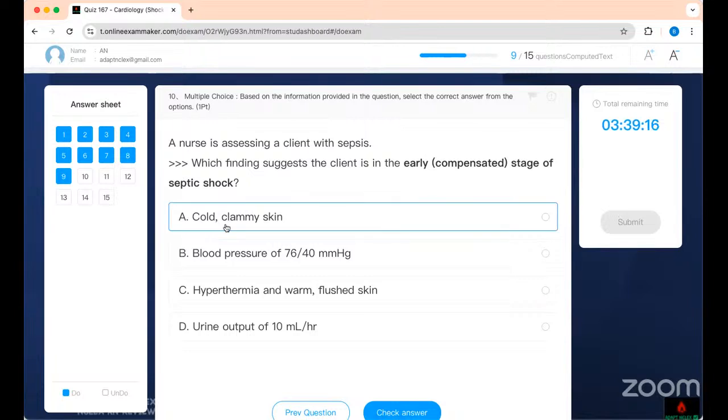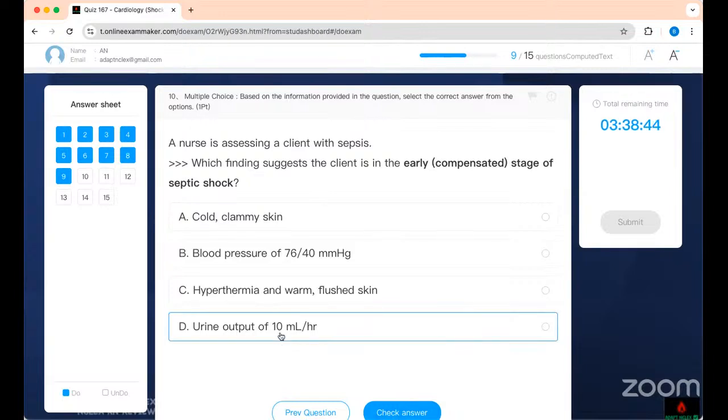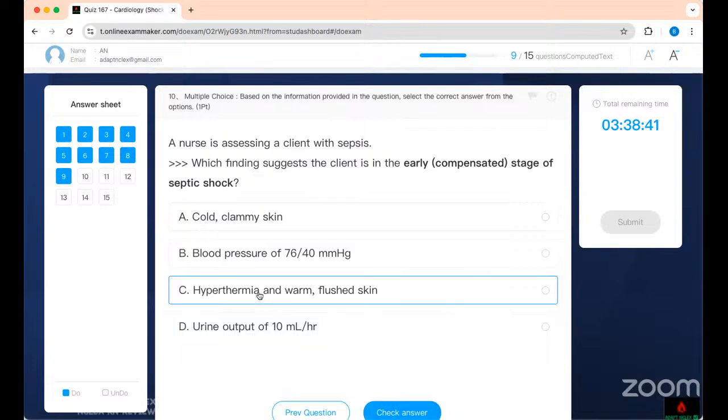If my skin is cold and clammy, that does not indicate that I've compensated for the shock. At the same time, sepsis will not lead to cold and clammy skin. It will be warm skin. But if you get to cold and clammy skin, you're in serious trouble. It's decompensated. You can't hold on to that anymore. Your blood pressure is low, that means you are in shock. Your urine output is 10, that means you're in shock. You have not compensated. Warm, flushed skin is the early sign of septic shock.